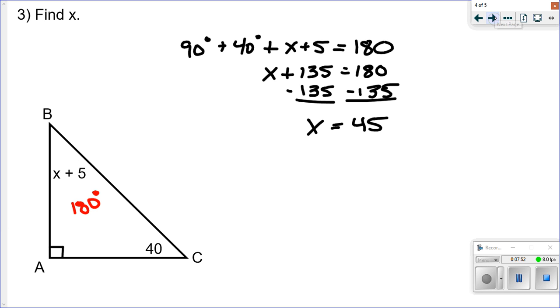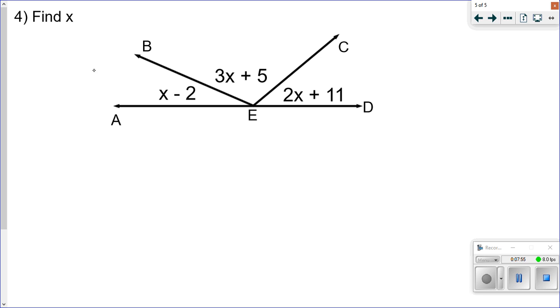I think I got one more for you. All right. So this one is kind of supplementary, but kind of not. So the reason why I say it's kind of supplementary is because I got a straight line that's been split. So I know from here to here is 180 degrees. The reason why it's not truly supplementary is because supplementary are two angles that add up to 180, and this is three angles. So all we're going to do is say this angle plus this angle plus this angle equals 180 degrees. And then we're going to solve that equation.